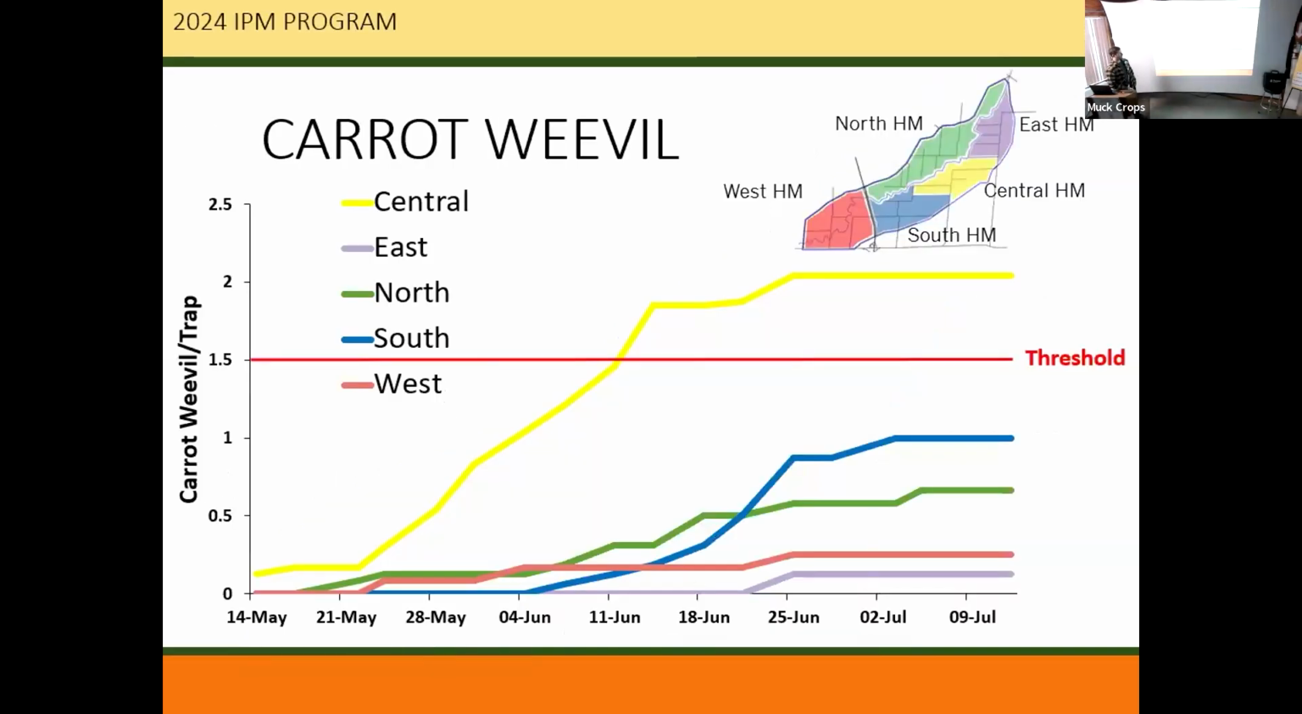To start off with carrot weevil, again, carrot weevil populations were generally quite low compared to previous years. Our highest populations were found in the central region, as you can see here. Roughly 16% or so of the fields surpassed the 1.5 cumulative weevils per trap threshold, which is when we recommend you spray once at the 2-leaf stage, and around 11% surpassed the 5 cumulative weevils per trap threshold. So a little bit of a step down, but that's much lower than previous years.